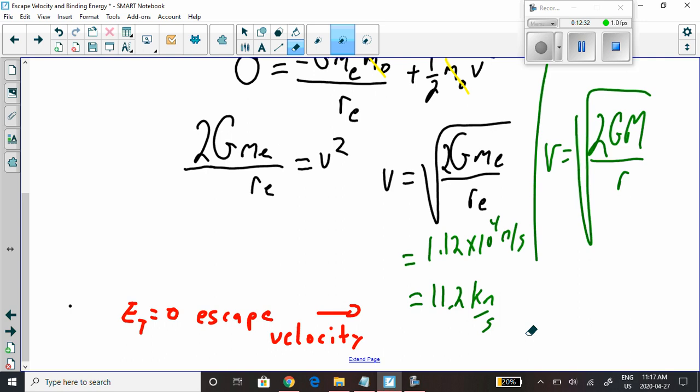Now, these calculations are for something that is launched. It's not for a rocket which has a continual force being put into it. That's a different calculation. That means the force keeps on pushing, keeps on pushing. No. This is if you just give it that one quick impulse and boom, we want it to escape. So please don't confuse the two.